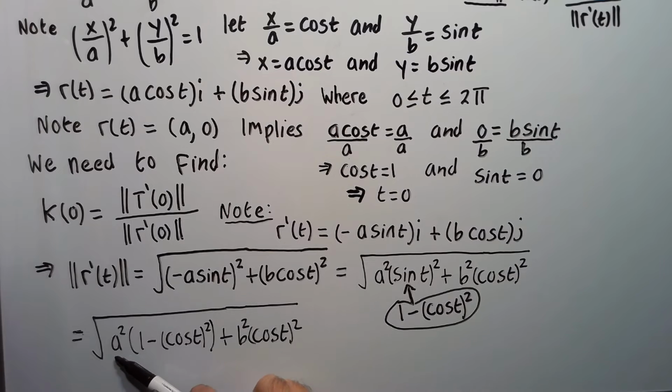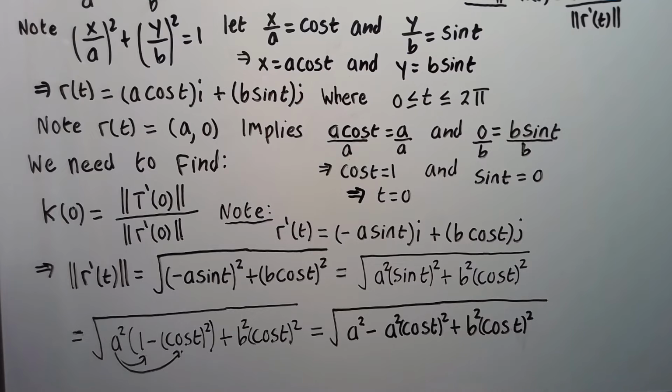So look at this, then it'll be a squared times 1 minus cosine squared plus b squared cosine squared. I can multiply the a squared in now, here, in here. Okay, so let's do that. So we get this then.